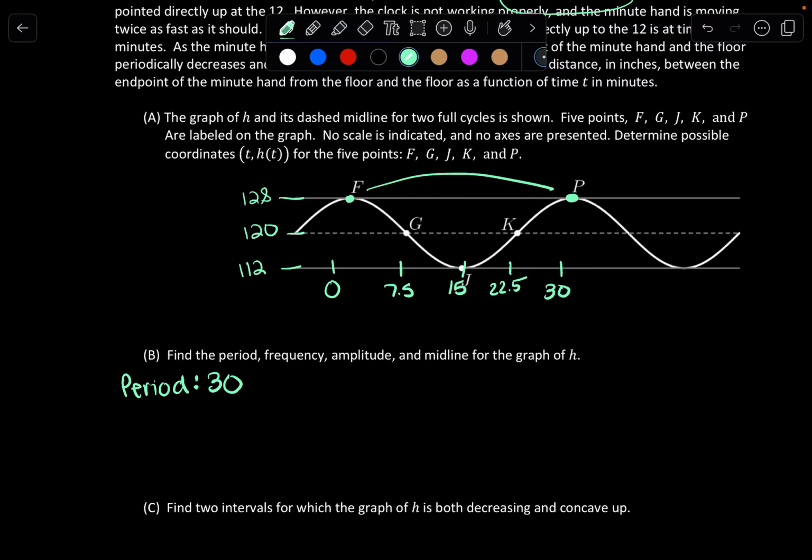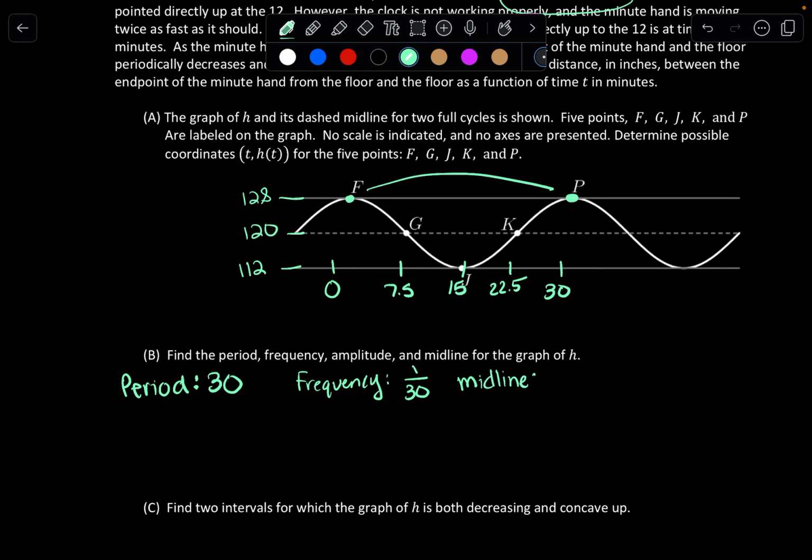Not all of your periods will be in radians. If we're in minutes, then that will be the unit. The frequency is just the reciprocal of the period. So we can take that 30 and flip it, so it'll be 1 over 30. How often does the clock strike 12? Once every 30 minutes. How often does it strike 9? Once every 30 minutes, because it's broken and it's going twice as fast.